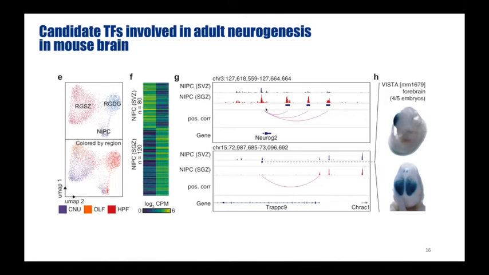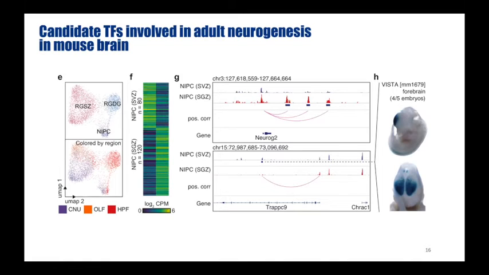I just show you two examples here. You can see there are several peaks here that are more likely to regulate the expression of Neurog2, and this gene is quite important in neurogenesis from the subgranular zone. As well as another example, there's another enhancer more likely to regulate the expression of Trappc9. This gene is also quite important in the other neurogenesis zone.